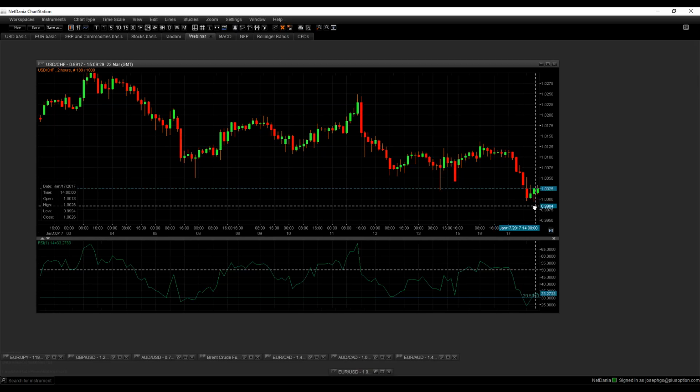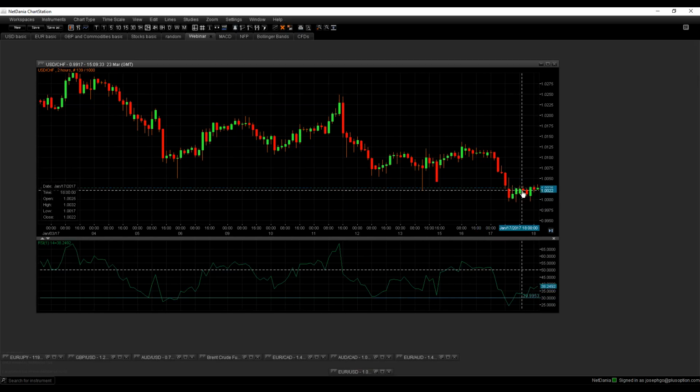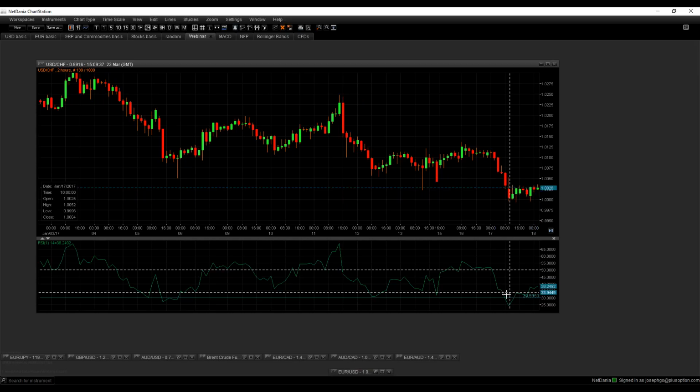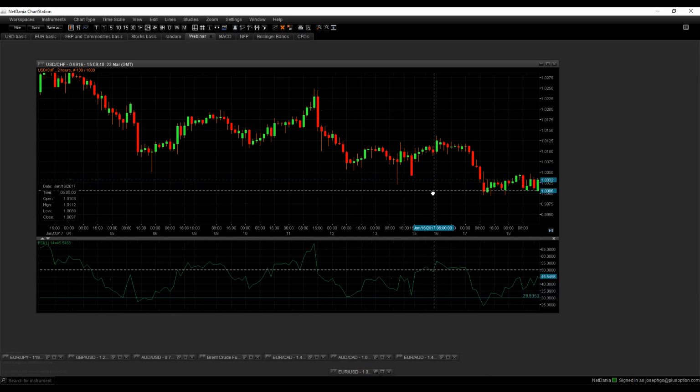So let's see what happens 4 bars later. 1, 2, 3, 4, and the price is certainly higher than where we would have taken that trade. So that would have been a winner for us. So let's see, spot any other opportunities.